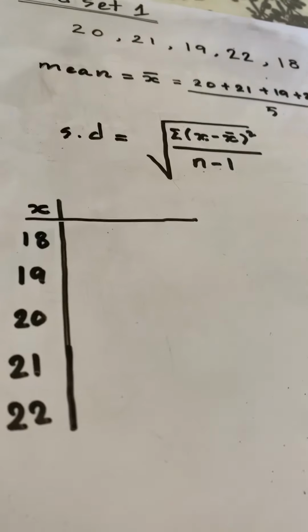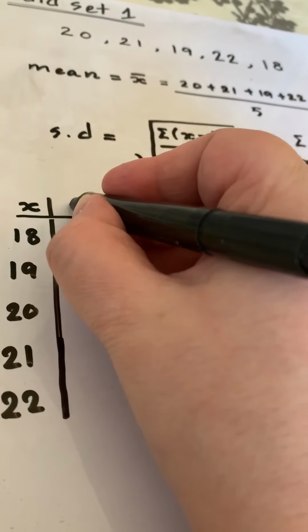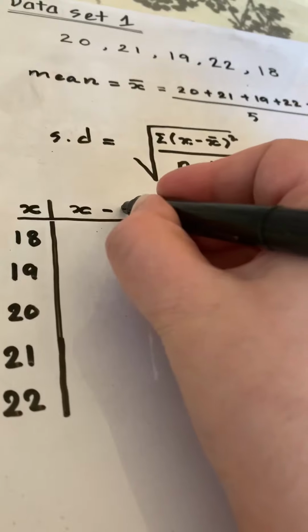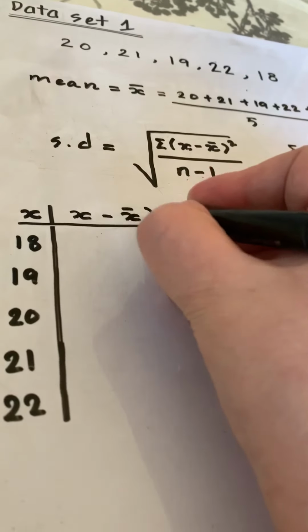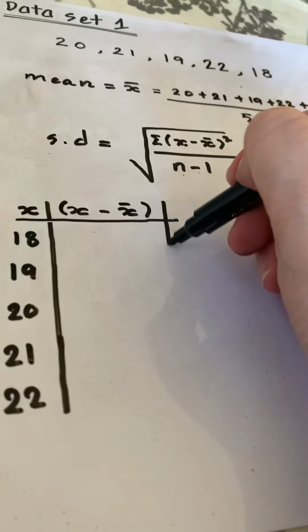But we'll look at some of those examples later in the week into next week. So we're going to take each piece of data and we're going to subtract the mean from it. So that's the first column we're going to work out in our table.